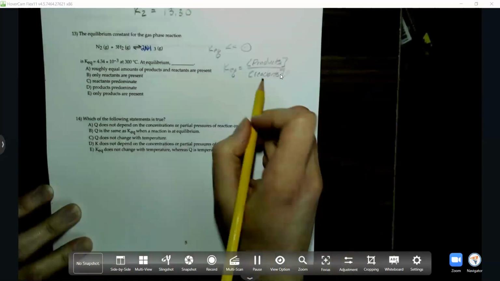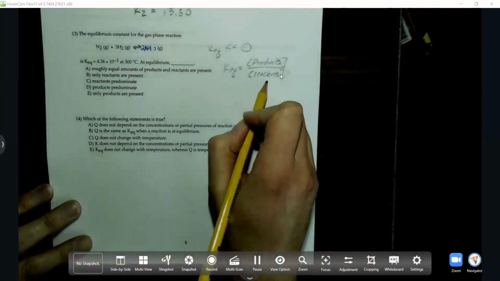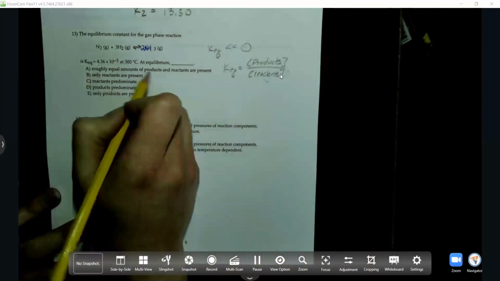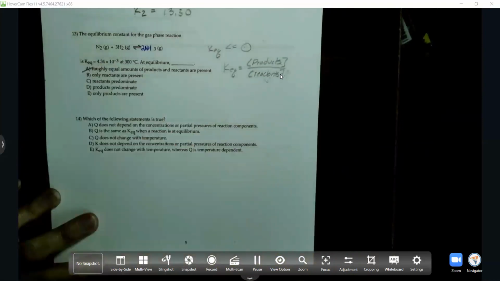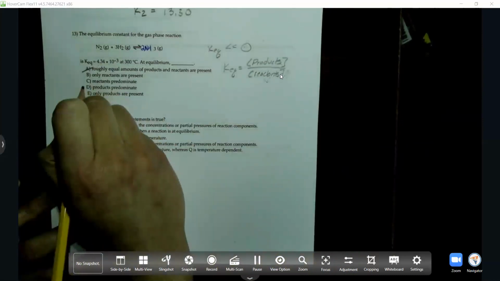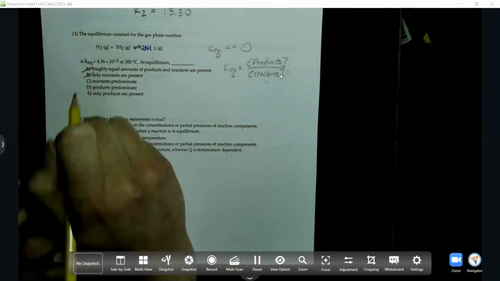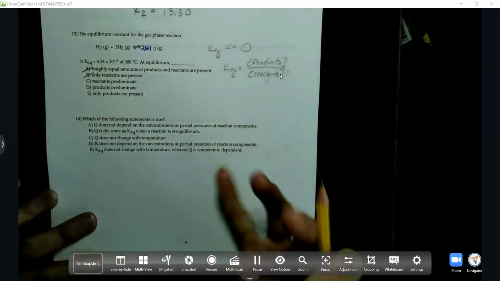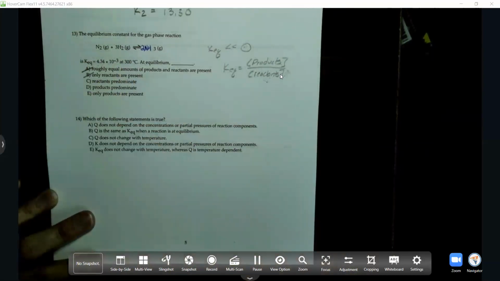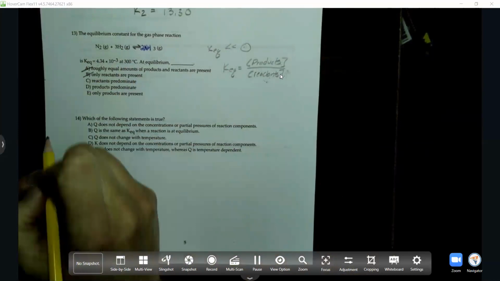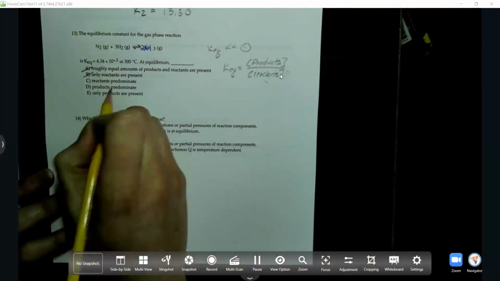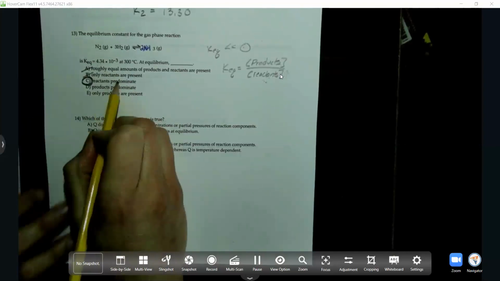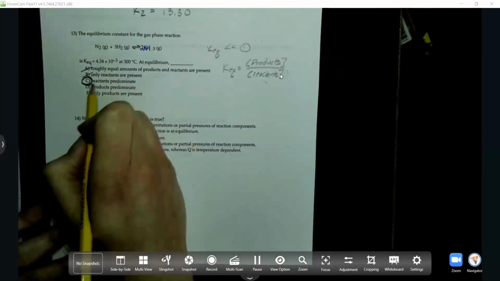So we're looking for the answer where reactants is the bigger number. Roughly equal amounts is when KEQ is around 1. It's definitely not only reactants because we're talking about a reversible reaction, an equilibrium reaction, so all products and reactants appear in some quantity. So this one, answer C, reactants predominate. The others are definitely wrong.